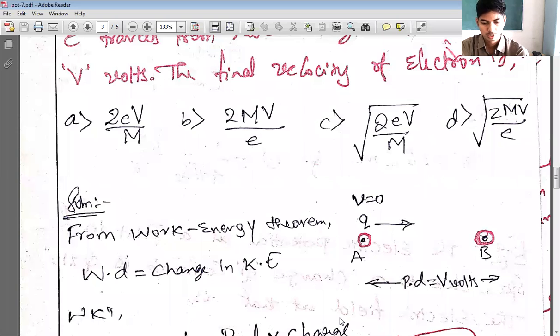Is this clear? How to solve problems on work energy theorem? You will be given work done. You will be asked to calculate either kinetic energy or final velocity.